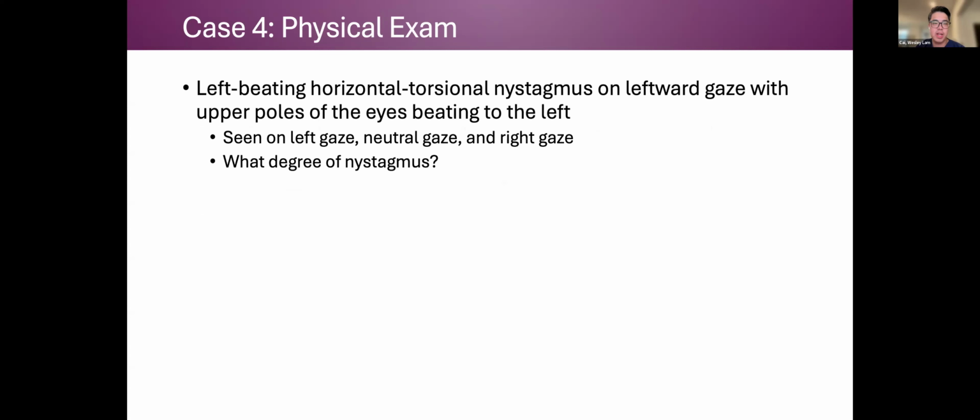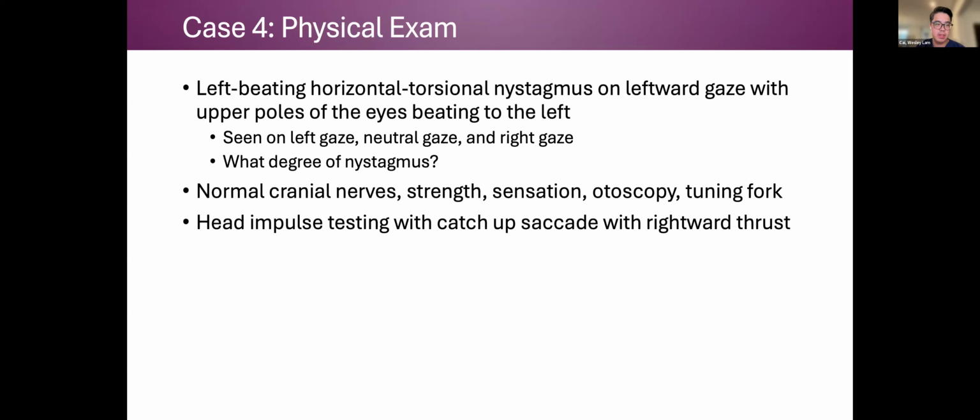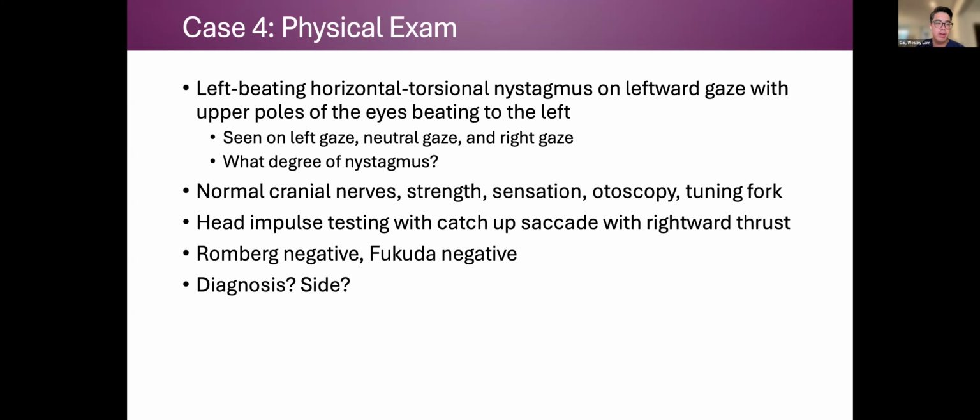So what is the degree of nystagmus here? Since it's present in left, neutral, and right gaze, the degree here would be third, which is consistent with an acute peripheral vestibulopathy. Otherwise it's normal cranial nerves and tuning fork exam, and then you do the HINTS. On head impulse testing, you see there's a catch-up saccade with rightward thrust. Romberg and Fukuda are negative, and the diagnosis here would be vestibular neuritis on the right side.